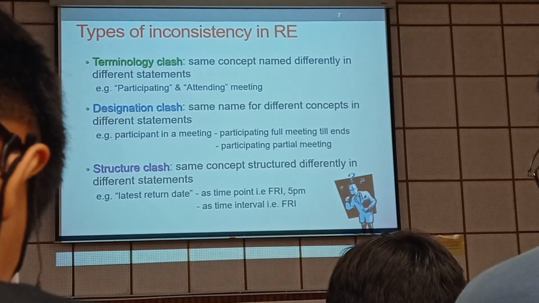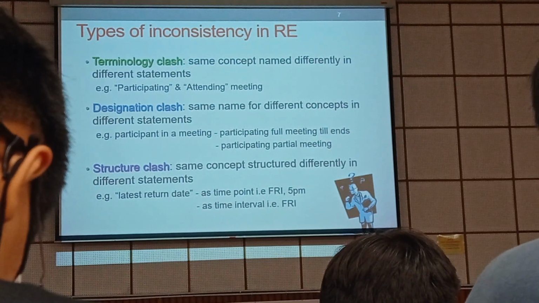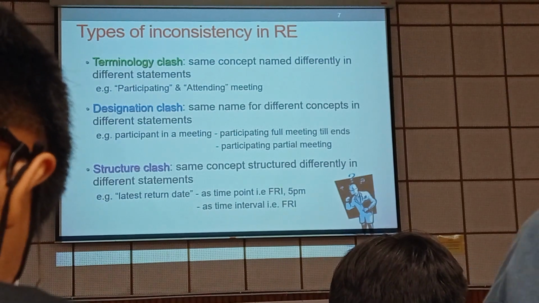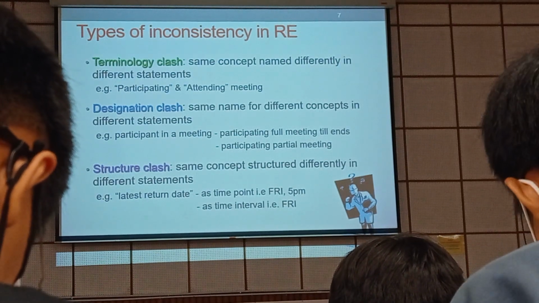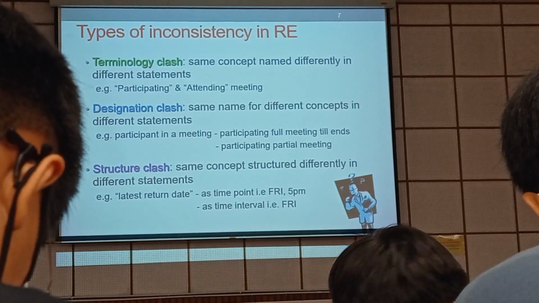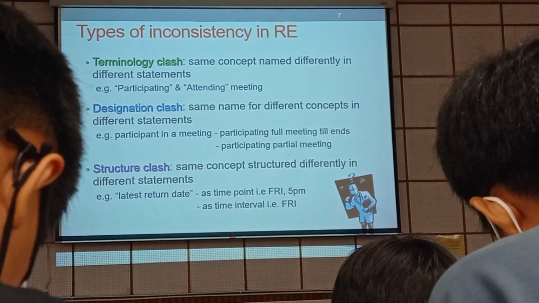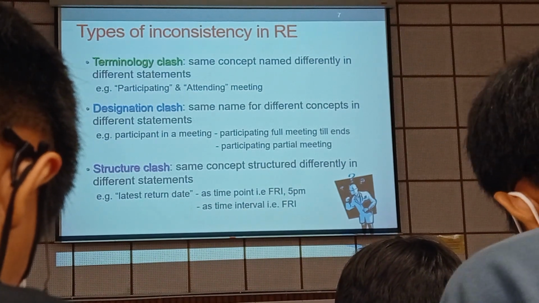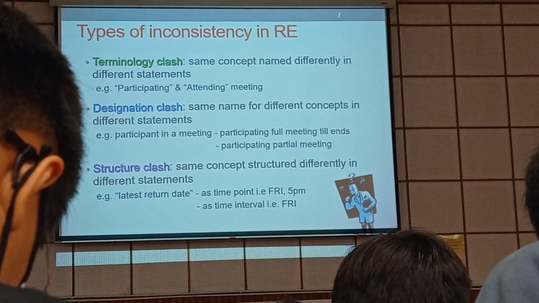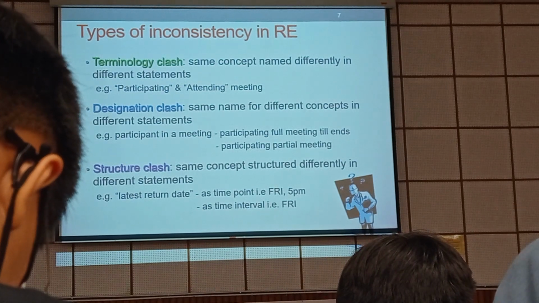Does it mean 26 December 11:59 p.m. or any time? So you see two different structures. At one point you are saying Friday 5 p.m. At another place you just mention Friday. Two different structures, so they can clash. If you just put Friday, it means the whole Friday until 11:59. So that is another clash. In your requirements, you should avoid all three types of clash. Clear? Okay, proceed.